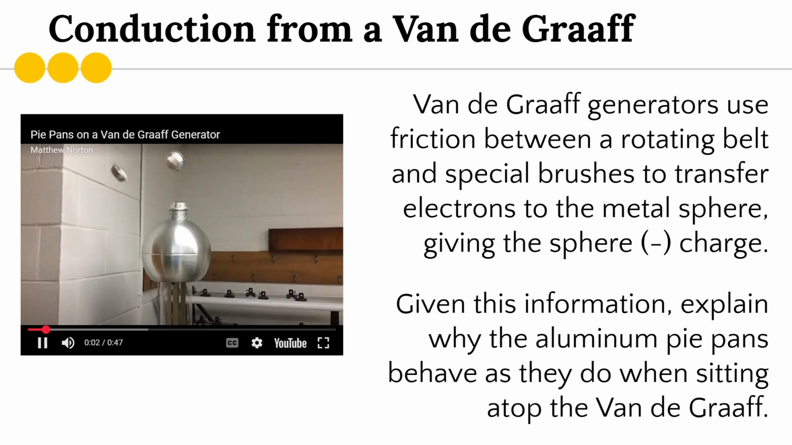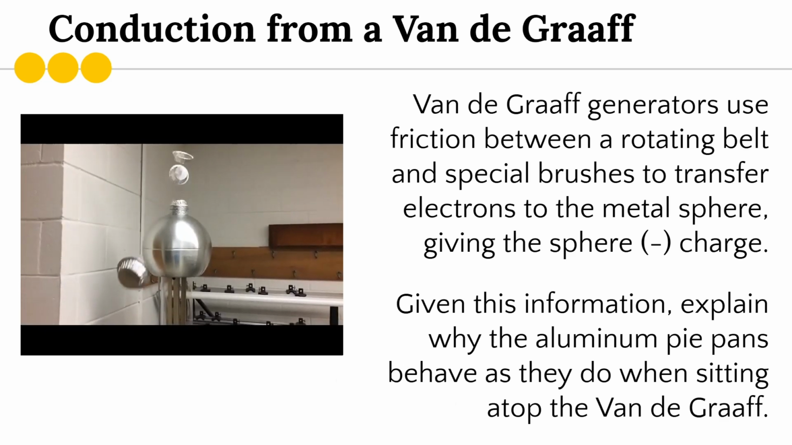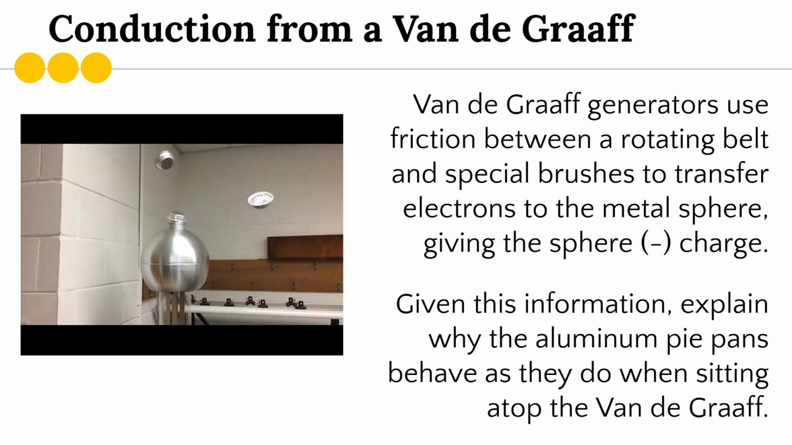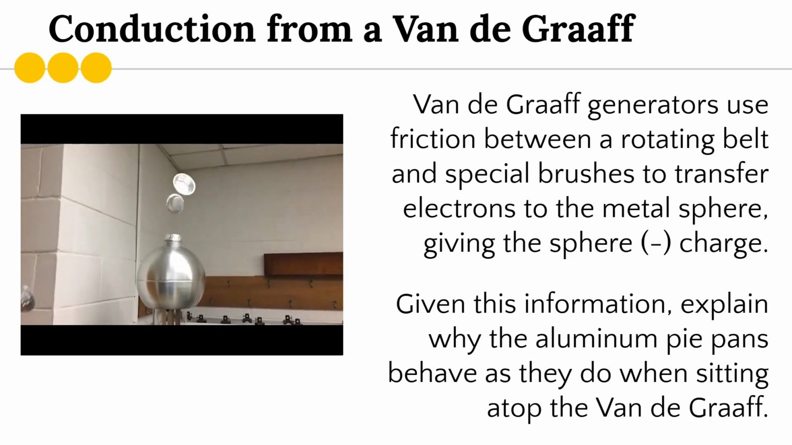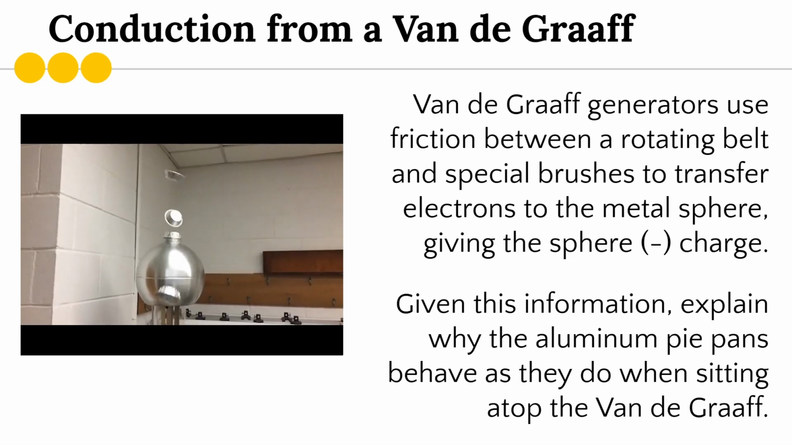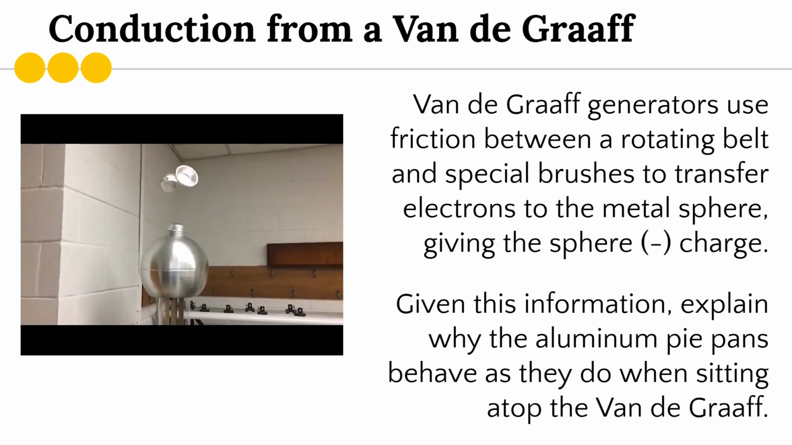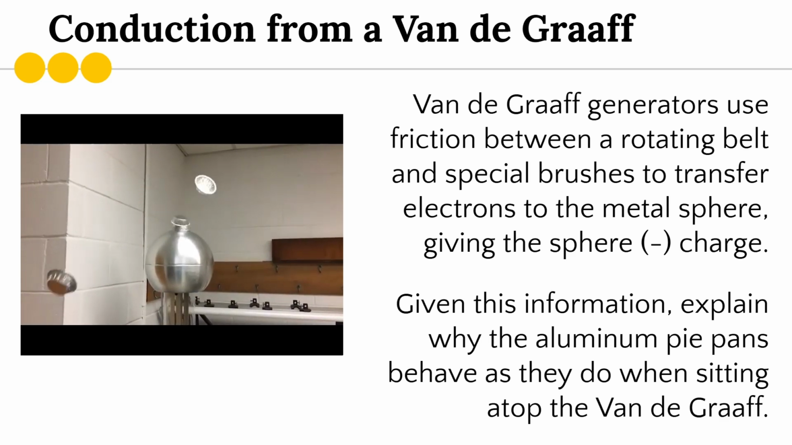Here's one of the demonstrations we did with the Van de Graaff. You can see the pie tins flying off. Again, the Van de Graaff generator uses friction between a rotating belt and special brushes to transfer electrons to the metal sphere, giving it a negative charge. And then all those negative charges, because it's metal on metal, can flow into those pie tins, and now they're all negatively charged too. And they repel each other and fly off.